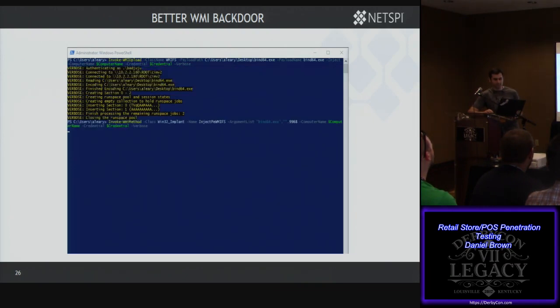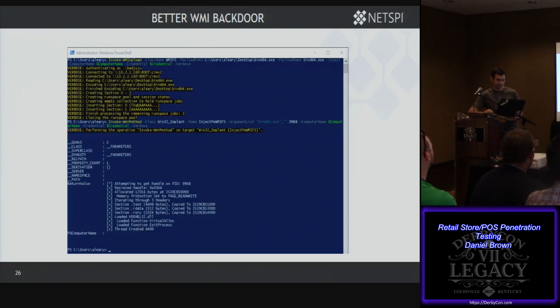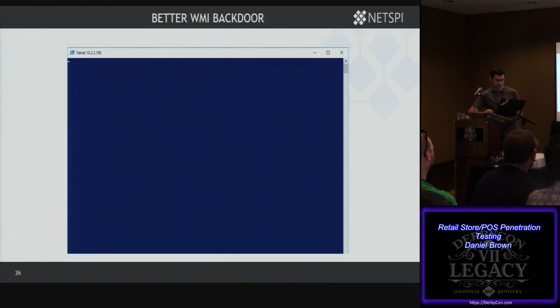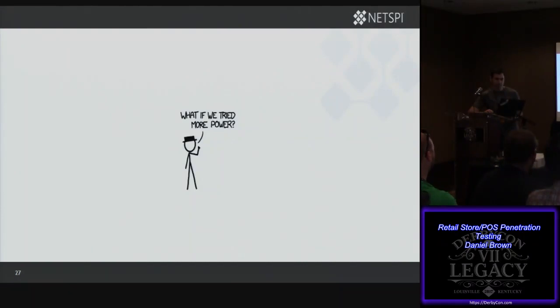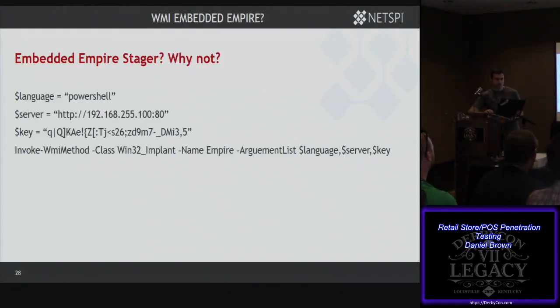Again, this is also the same bind payload that we used earlier. And there we are. In this instance, we injected into the procmon process. But we can do better. So what if we tried to add more power into that? Why not put an Empire stager in our WMI provider?